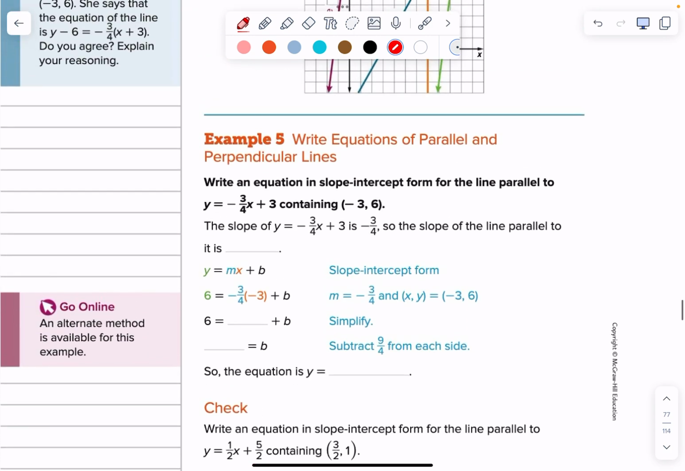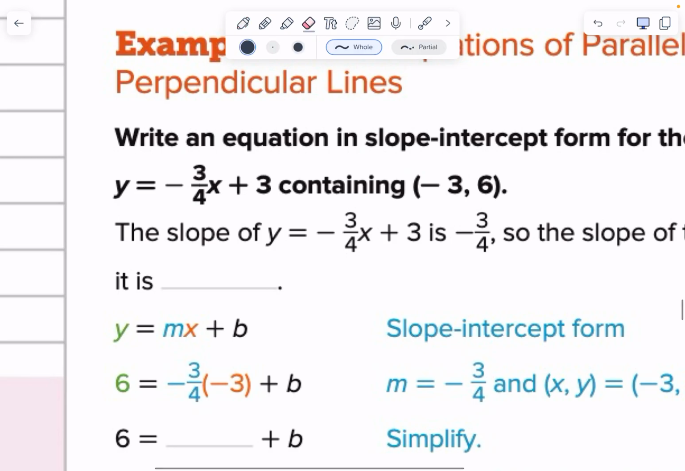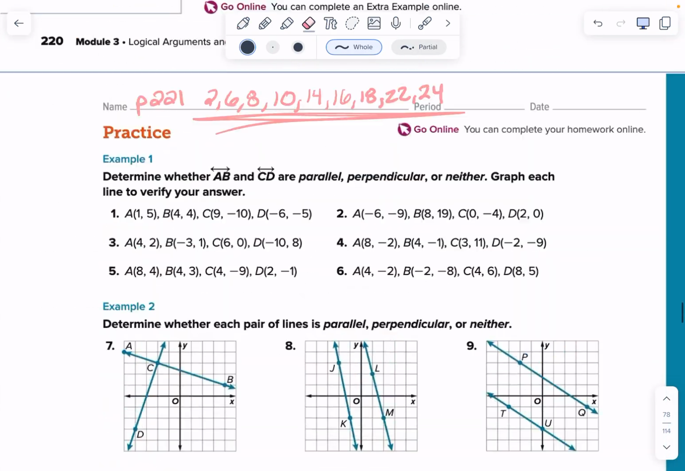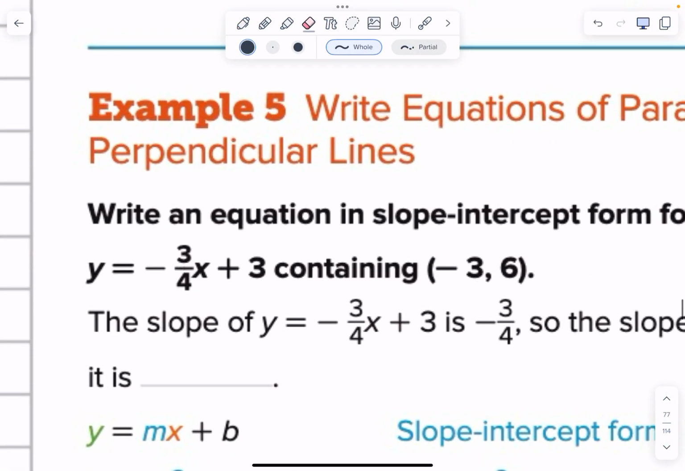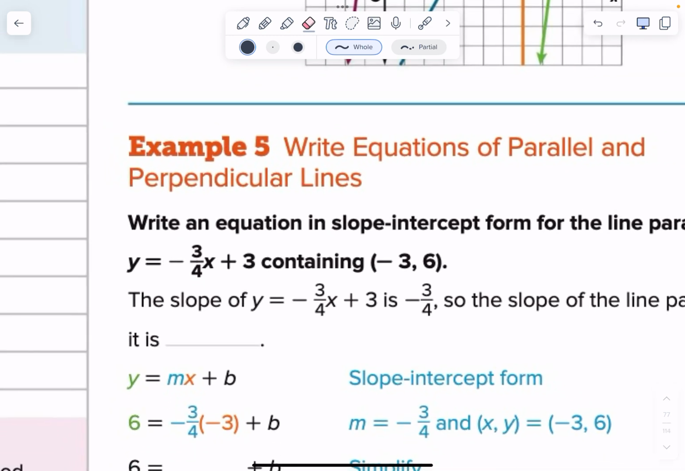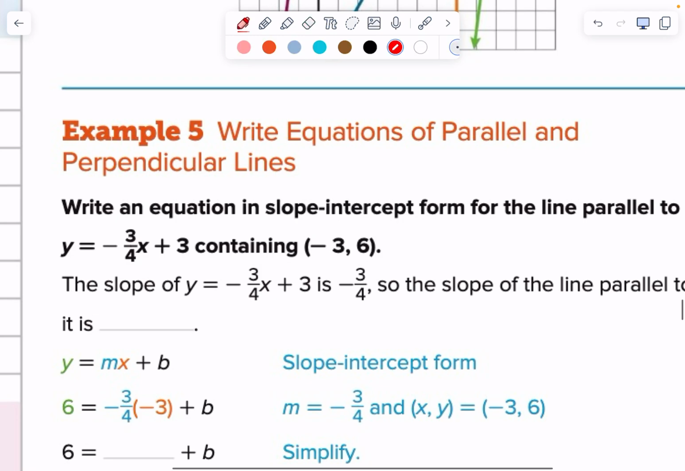Go to example 5 real quick. We're moving right along. Okay, here we go. Last example 5. Flip the page. Write an equation in slope-intercept form. What is slope-intercept form again? mx plus b. Right, y equals mx plus b.